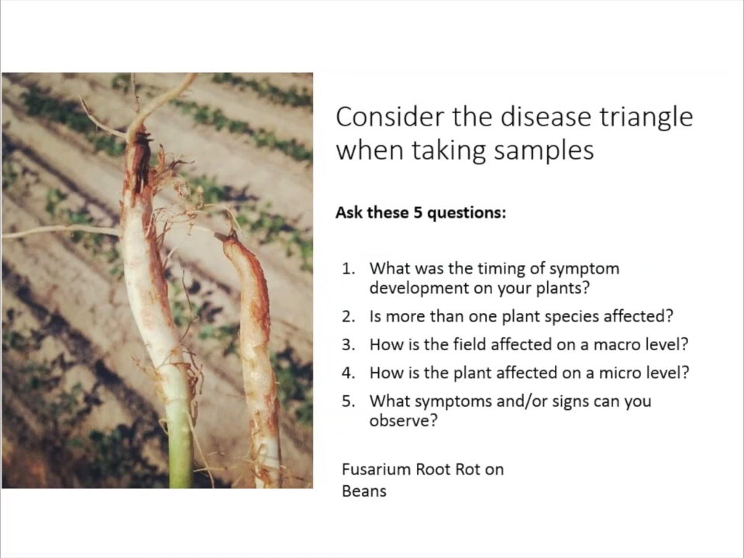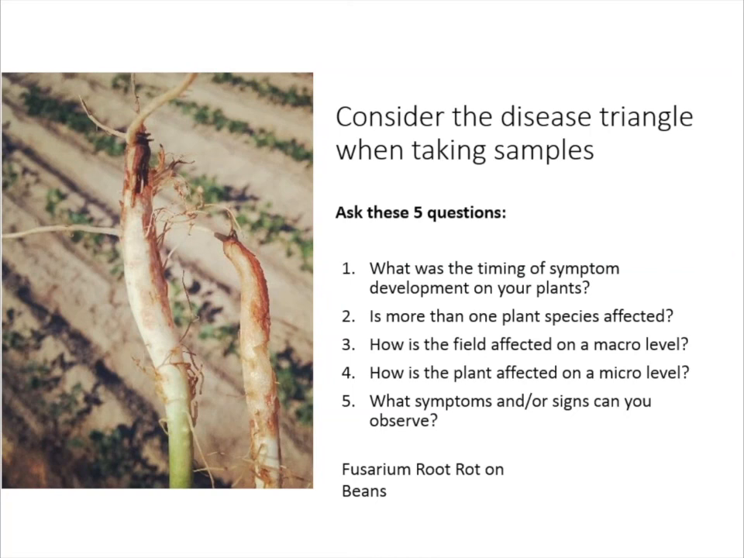These are the ones that we use here in the lab when we get a sample in from a farmer's field. What was the timing of the symptom development on your plant? Biotic problems don't tend to appear quickly and all at once. So if you wake up one morning and you see something's changed, that usually points to abiotic problems.